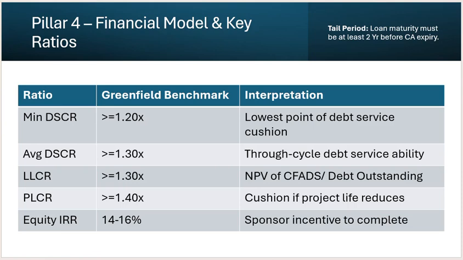And the average debt service coverage ratio is nothing but the sum of all the debt service coverage ratios over the project life divided by the number of years in that project. That is how we calculate the average debt service coverage ratio.